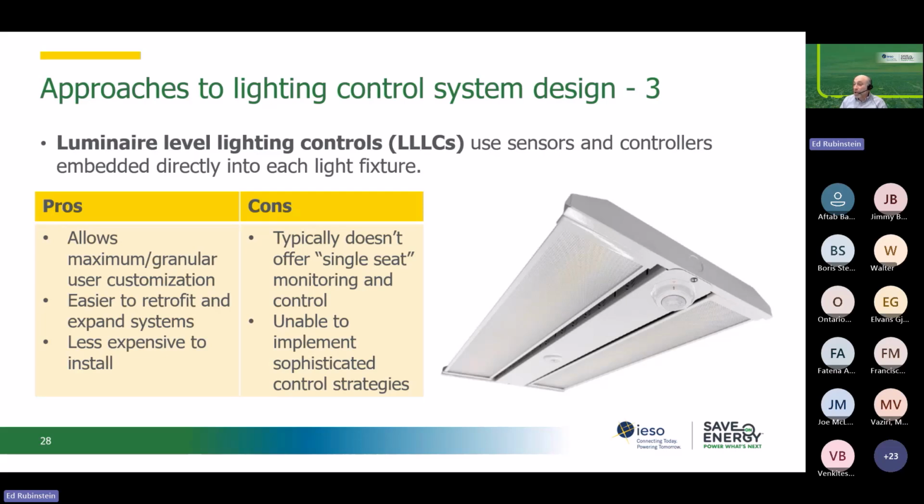Now, having said that, you definitely don't have that single seat ability to monitor and control the system. It's on a fixture by fixture basis. So if a light burns out, you need someone to actually see it burn out or let you know. And it's very difficult to implement sophisticated control strategies. If you wanted to do something really sophisticated, you would have to go fixture by fixture, get out your phone, set up the programming, and have the foresight to know how to individually program all of these luminaires to get the scenario that you wanted.